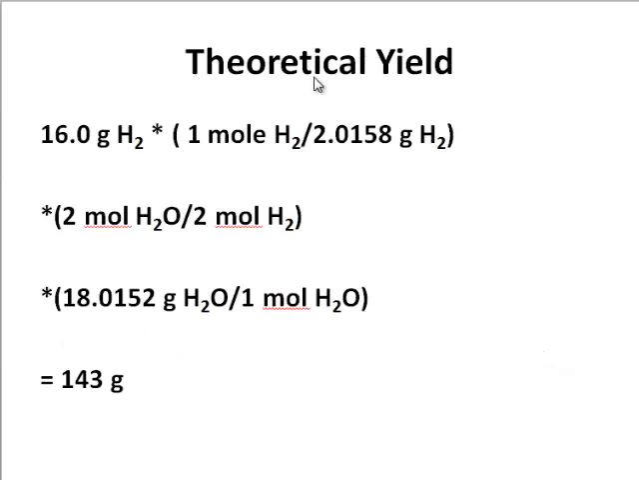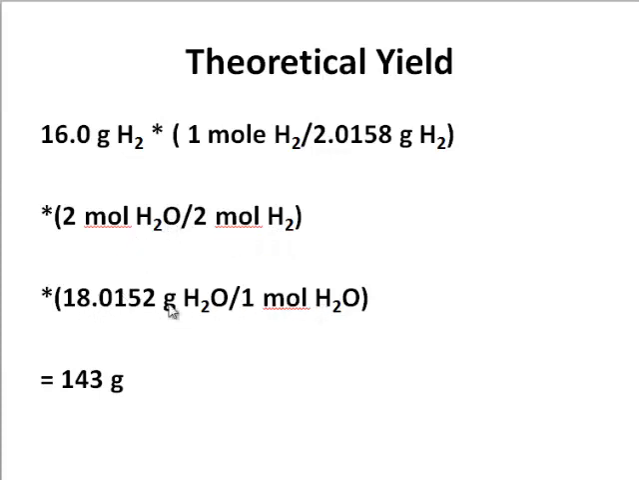Right. The theoretical yield is a stoichiometry calculation. So start with what you know about, which is 16 grams of H2. Convert to moles using the molar mass. Grams of H2 cancel, leaving moles of H2. This is step 1. In step 2, we convert from moles of H2 to moles of water using the balanced equation. Note this factor has 2 moles of water over 2 moles of H2. The 2's from the balanced equation. Moles of H2 cancel, and we're left with moles of water.